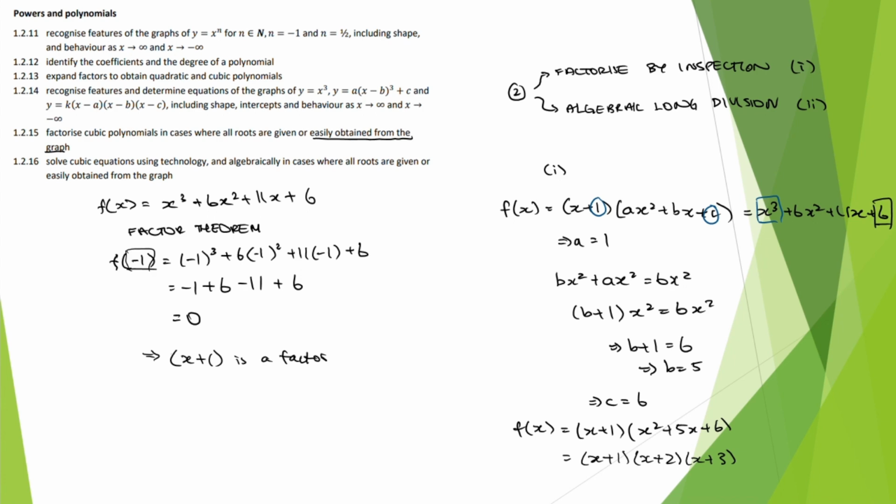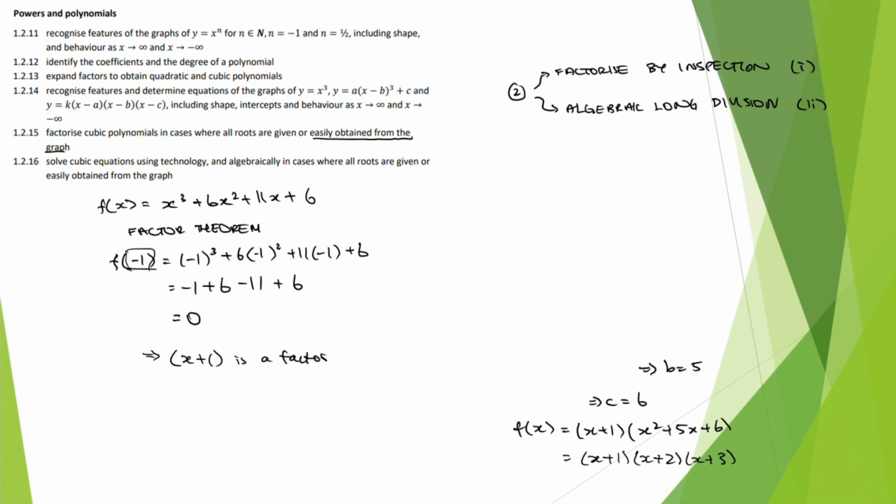Okay? And so that's the final factorized form of that quadratic. All right, method 2, algebraic long division. This is something that takes some students a bit of time to wrap their heads around, so I'll try to go through this relatively slowly. And this is something I would recommend you have a look at in your textbook as well. So this is method 2, algebraic long division.